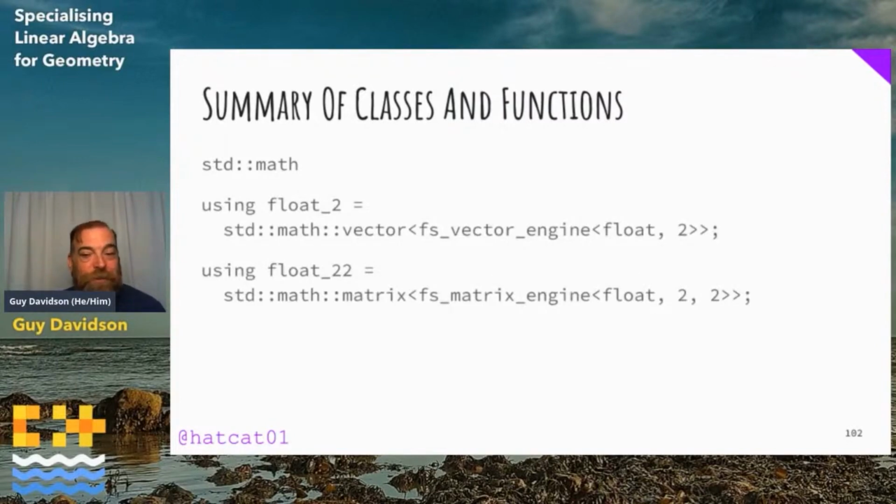A float 2 is a std math vector over some kind of fixed size vector engine that takes two elements that are floats, and float 2, which is a matrix over some kind of fixed size matrix engine over float 2 and 2. I'm sure that's entirely self-explanatory.